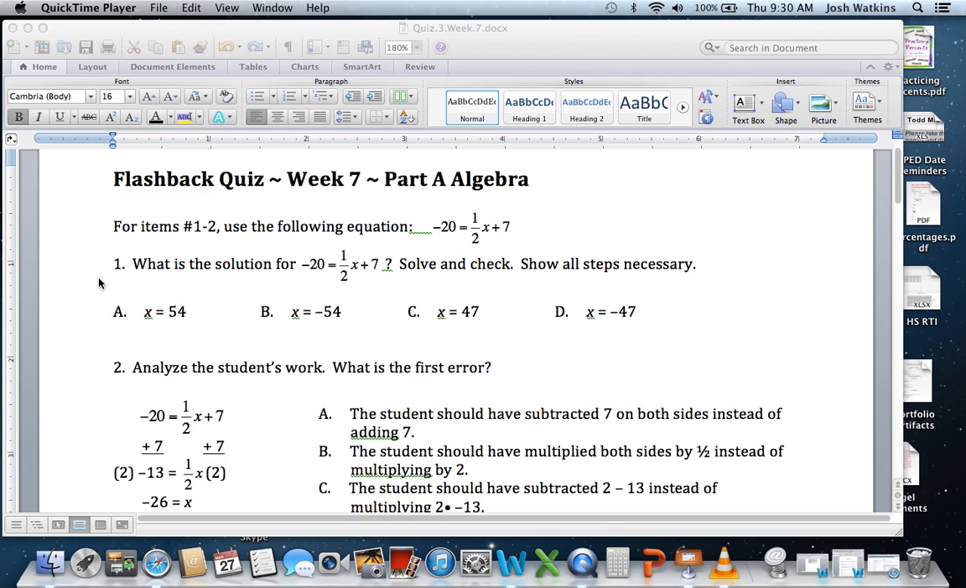So you need to find the solution for negative 20 equals 1/2 x plus 7. Remember to look and see if this is a 1 or 2 step equation. Solve and check.